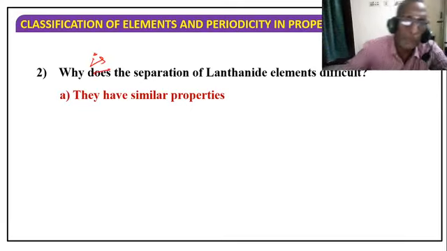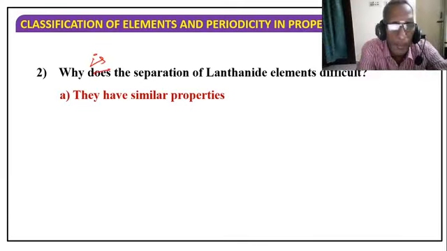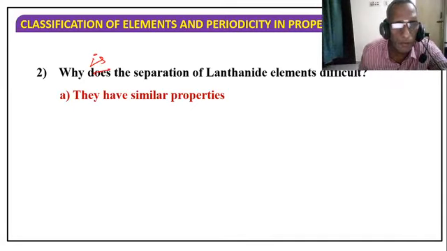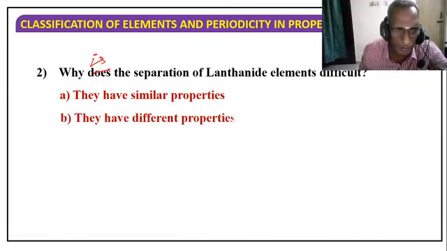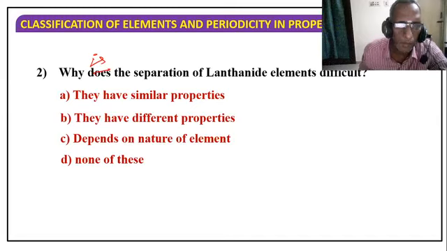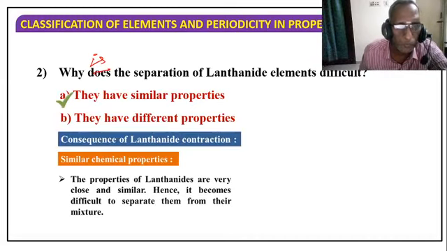You can mark it as: why is the separation of lanthanide elements difficult? Because they have similar properties. Other elements have different properties, depending upon the nature of the element. Already we have seen lanthanides have similar properties. Consequence of lanthanide contraction: similarity in chemical properties, so it is very difficult to separate.